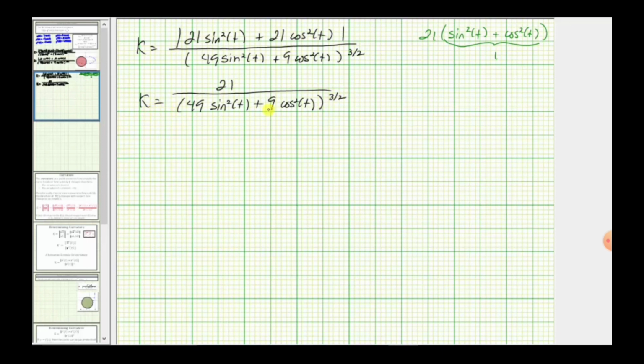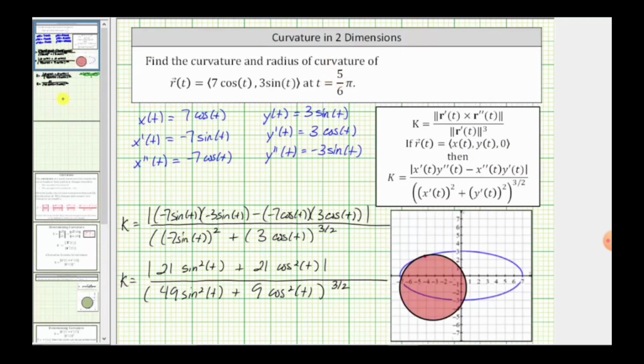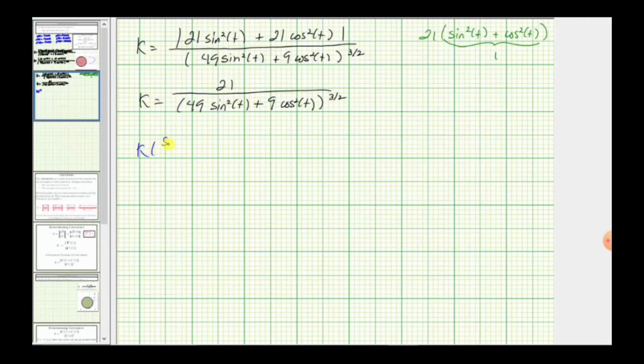And now that we have the curvature as a function of t, we need to determine the value at t equals 5 pi over 6. So the curvature at t equals 5 pi over 6 is equal to 21 divided by the quantity 49 times sine squared 5 pi over 6 plus 9 times cosine squared 5 pi over 6. And all this is raised to the 3/2 power. And now we need to find sine 5 pi over 6 and cosine 5 pi over 6, which we can find on the unit circle or using reference triangles.